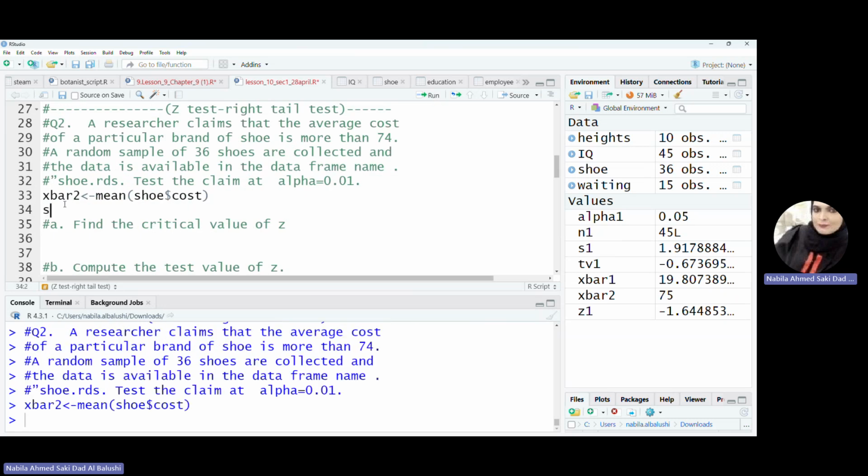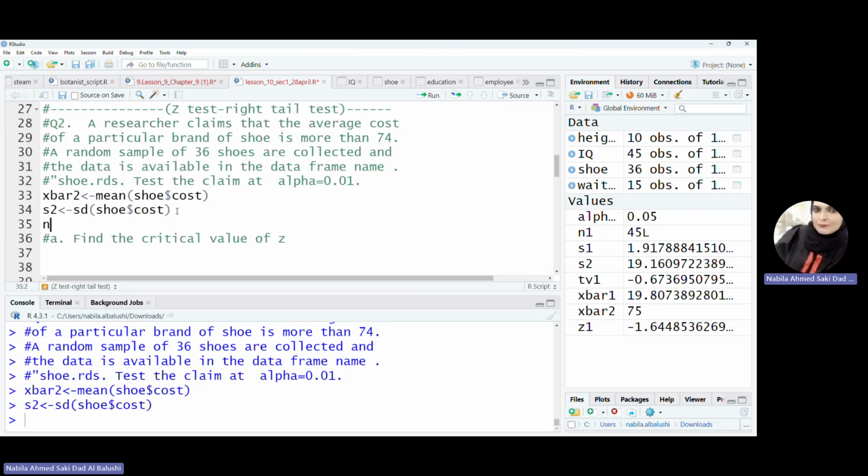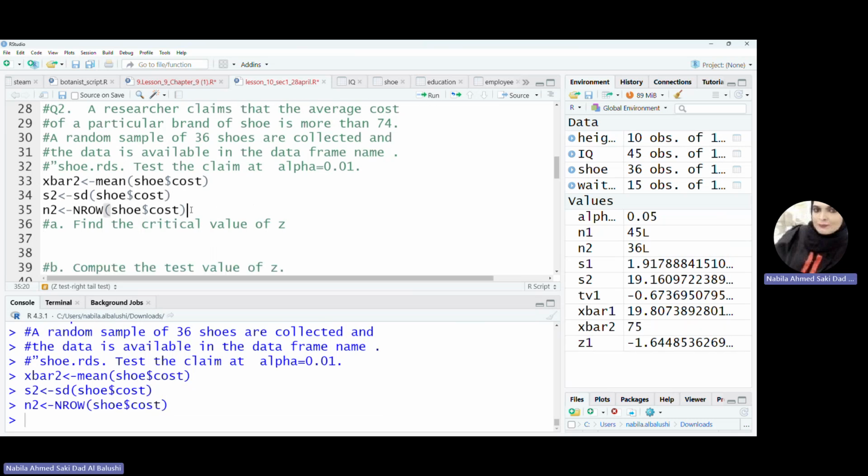So the standard deviation you need to calculate. The command is sd, and then the file name is shoe dollar cost. We can also save n2. It's already available, 36. If you want to use the code, you can use nrow, file name dollar cost. Also, you can see the value of alpha. Let's save it as alpha 2.